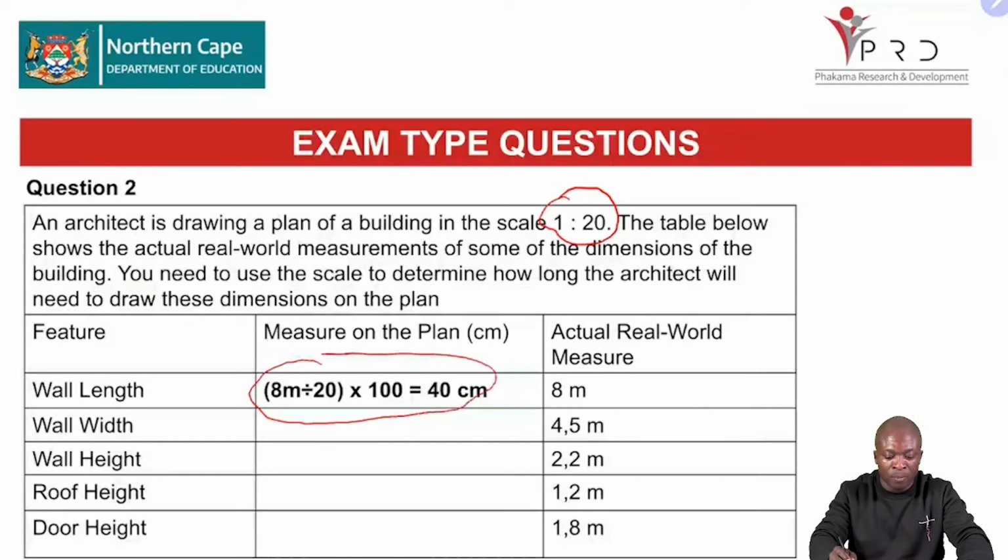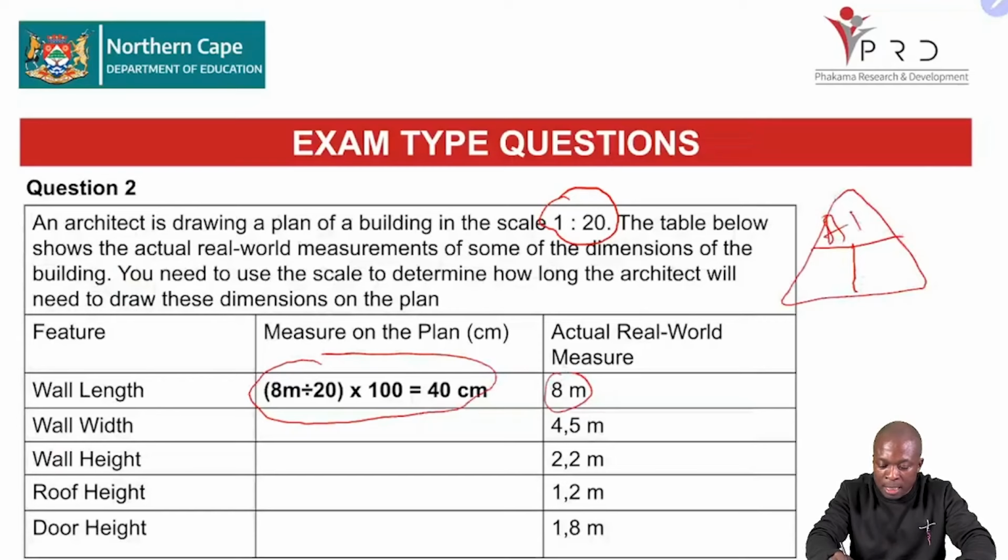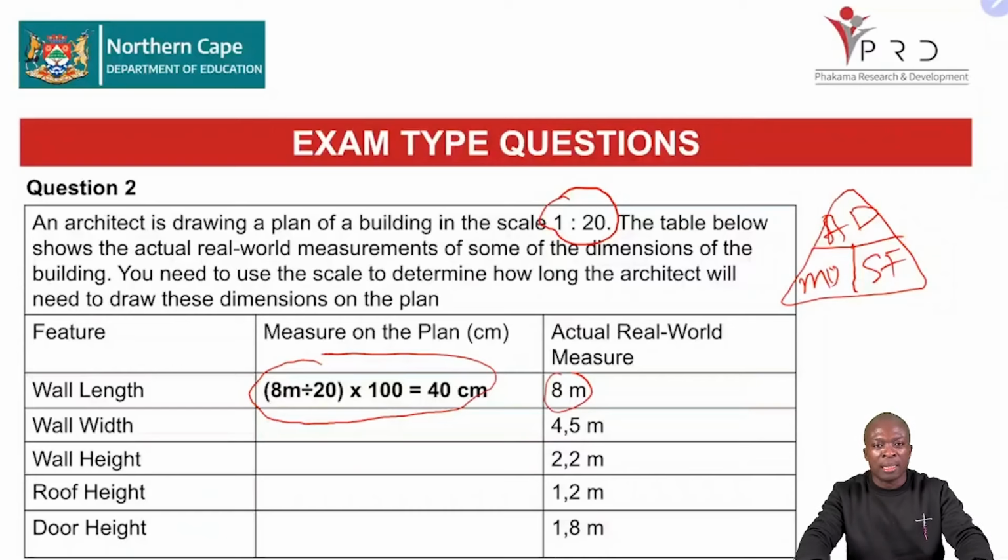Look at it carefully. This is the 8, which is the real. Remember, I gave you the diagram. So you must also draw that on your paper. Here is your AD, here is your MD, and here is your SF. AD, actual dimensions or actual measurement. The MD is your map measurement, the one that you measure from the map, and your scale factor is the value that is on your right here. I hope you can see it, that value.